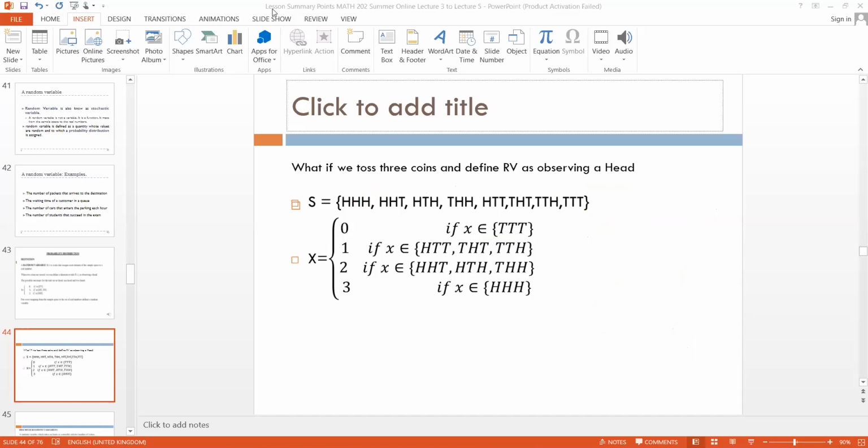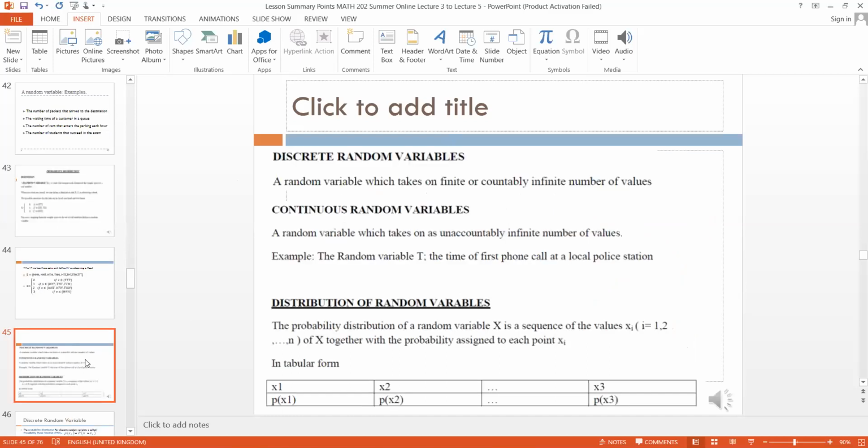So in that case, the next thing we'll be looking at is the concept of probability distribution. But before we do that, we need to understand that there are 2 main types of processes. We have discrete random variables, and then we have continuous random variables.